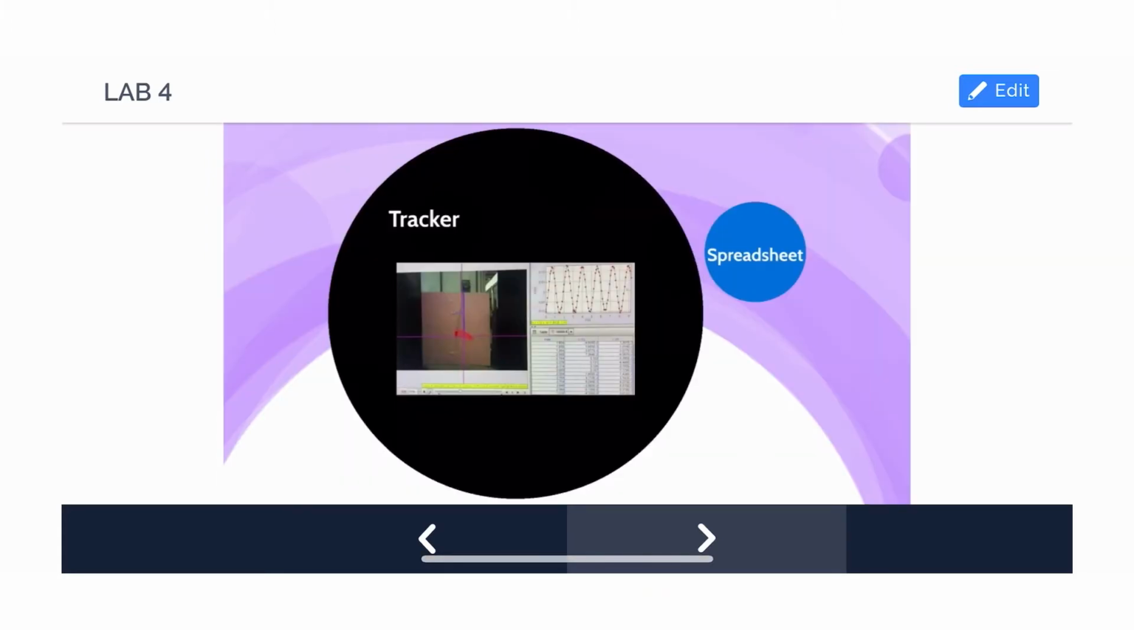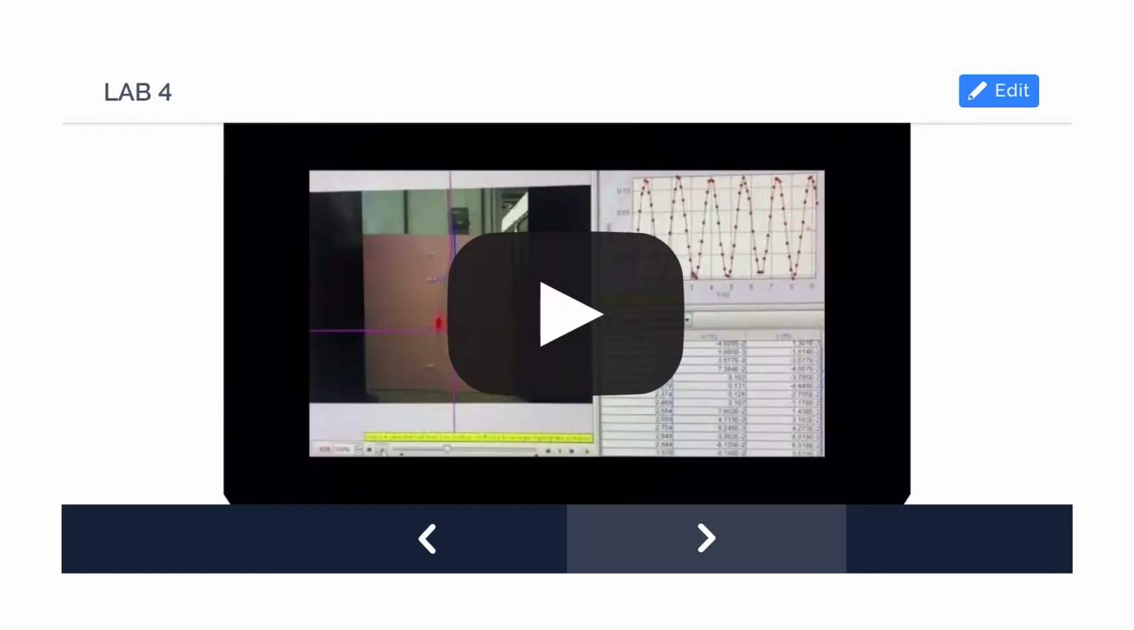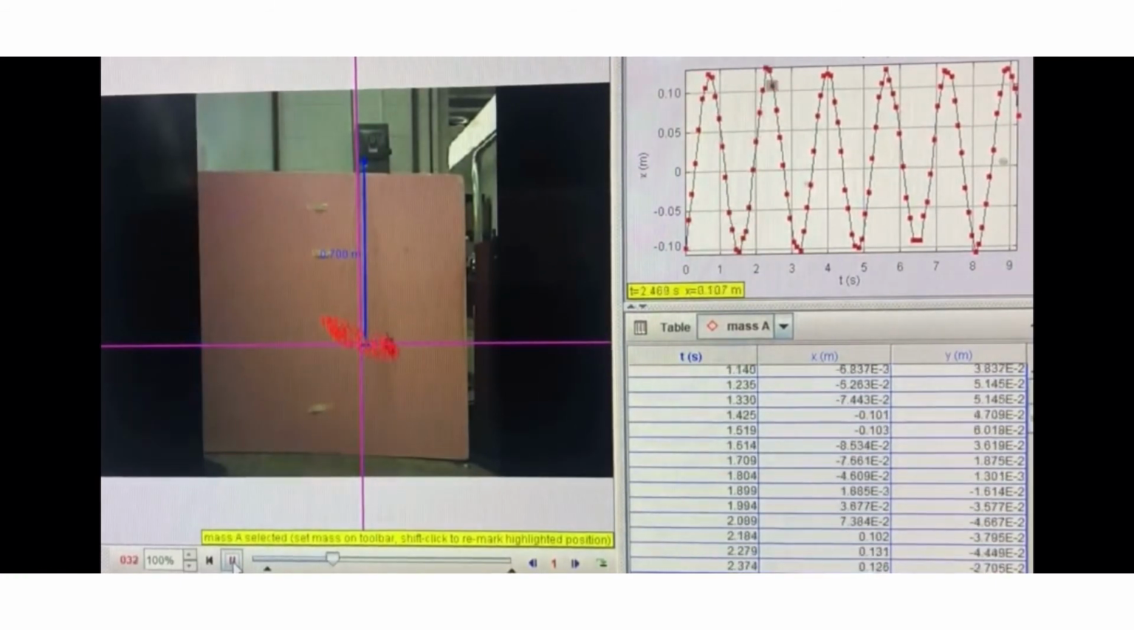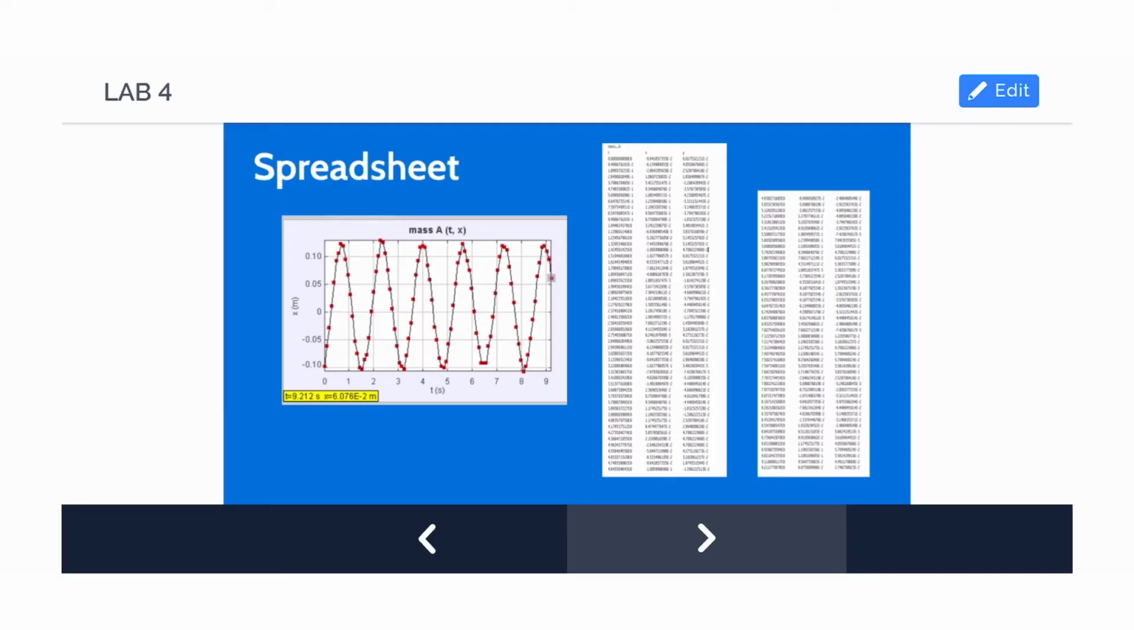So here is my Tracker video. For the sake of the lab, I had it sped up a little bit. But from that, we got our spreadsheet data, and as you can see, it oscillates up and down as time goes on, and here's all my X and Y position data.